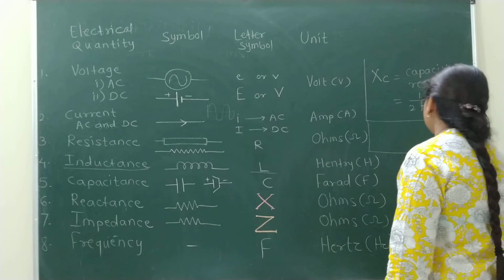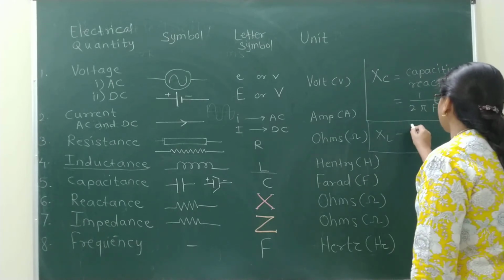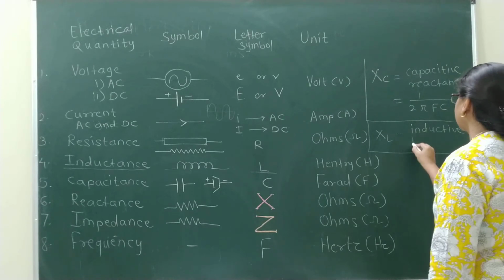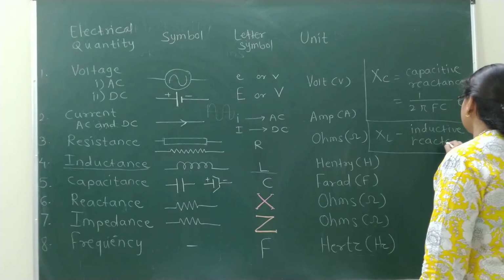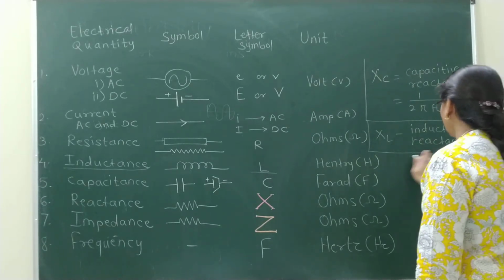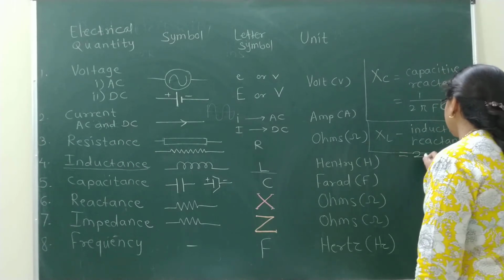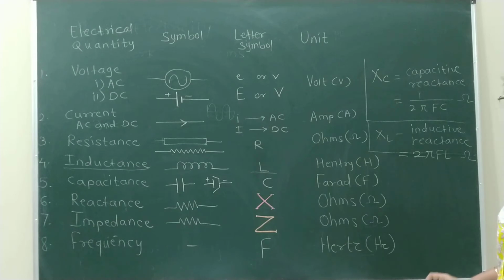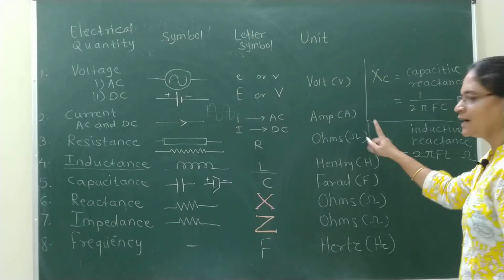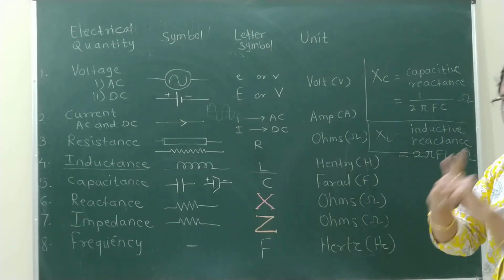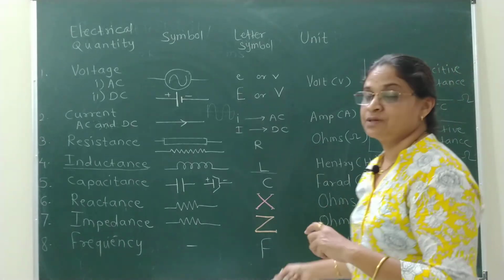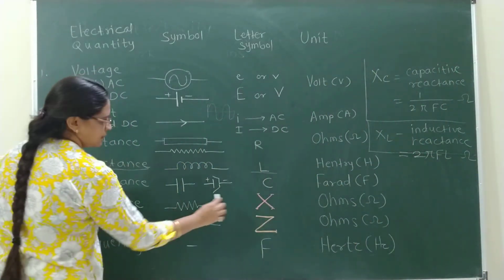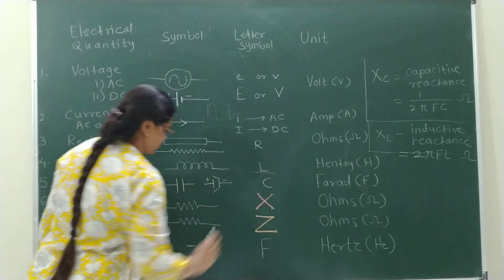Whereas XL, inductive reactance, is the opposing force given by an inductor. Inductive reactance is also given in ohms, where XL can be calculated as 2 into pi into F into L, unit is ohm. So that is inductive reactance. But for reactance, the opposing force given by a capacitor or an inductor, it is called reactance, unit is ohms.